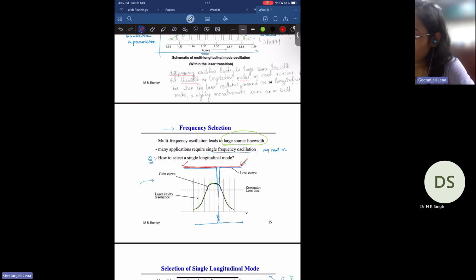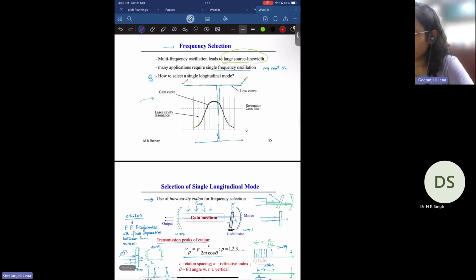But let's say we have a loss line which is flat around this region, but there is a decrease in the loss around this frequency. Around this frequency, the gain is greater than the loss. So this means only this mode will oscillate inside the laser cavity. To achieve single frequency oscillation, we need a system where the loss line is high around other frequencies, but low around the particular frequency that we want to oscillate.